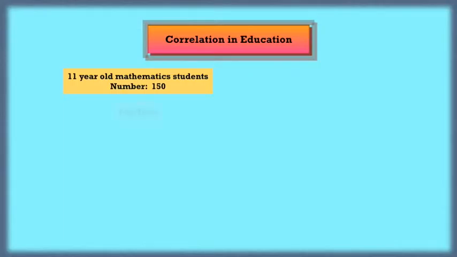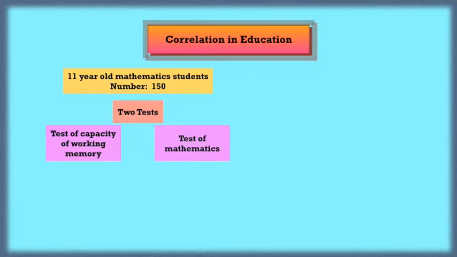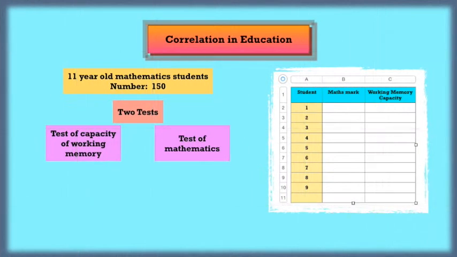150 11-year-old mathematics students sat two tests. One was a standard test of the capacity of working memory. This is the size of a part of the brain, and the test is standard. The other was a normal test of mathematics, the kind of skills they had gained in the curriculum they were following. The results are put on a spreadsheet, something like this, where the maths marks are put down in a column for each student, and their working memory capacity, which comes as a number also, was put down in the second column.